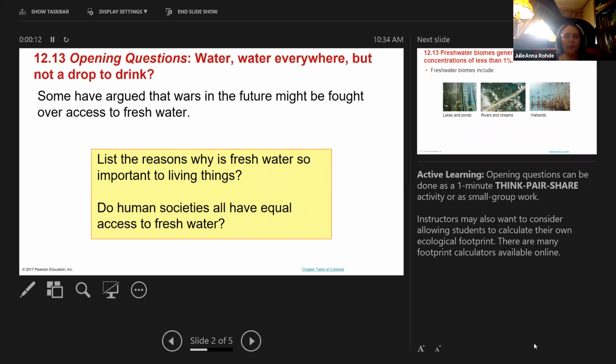Some people have argued that wars in the future might be fought over access to fresh water. What do you think? Think that's a possibility? Yeah. Why? I'm always going to follow up with that, and you could always say, I don't know. I just felt like that's the right way. That's the right answer. But if you have a reason, I'm interested in knowing what your thoughts are.